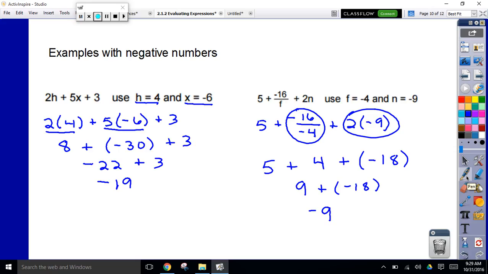Okay, the next two are two for you to try using negative numbers, so give those a try. I'm going to pause the video.